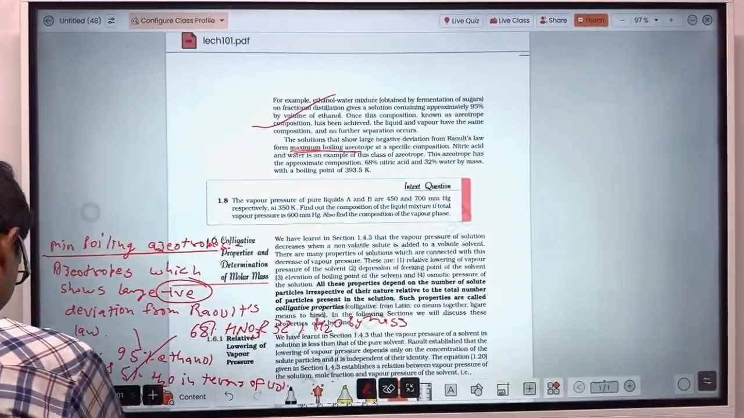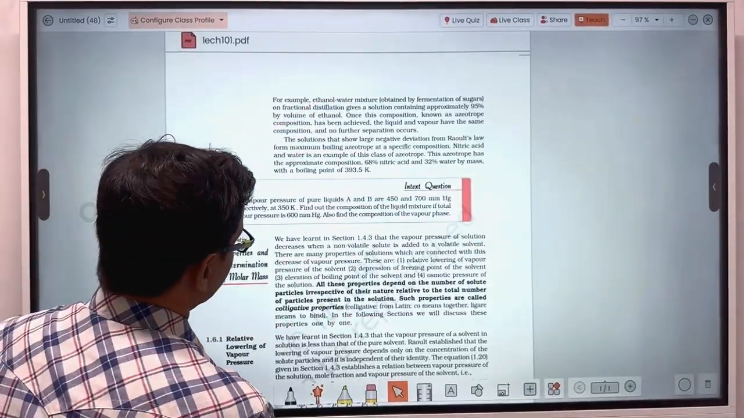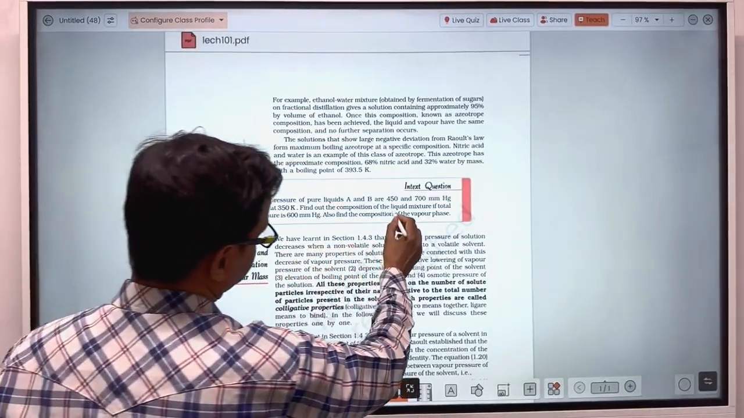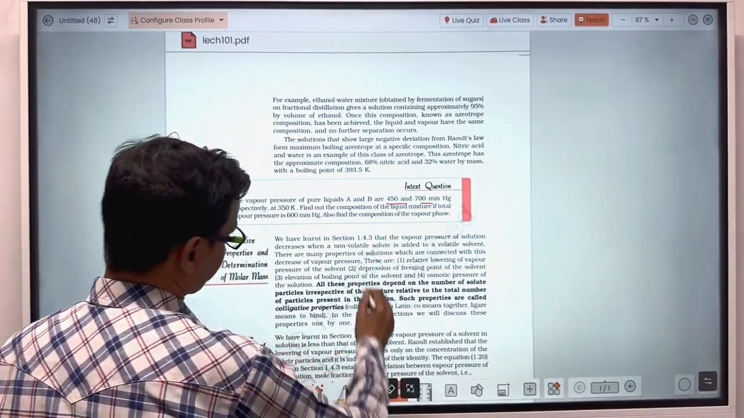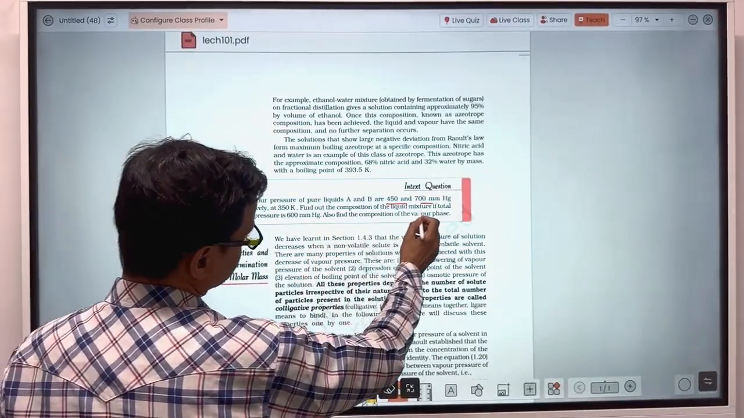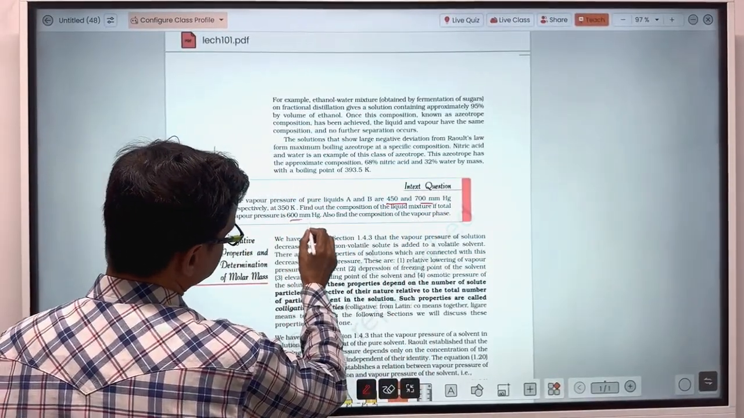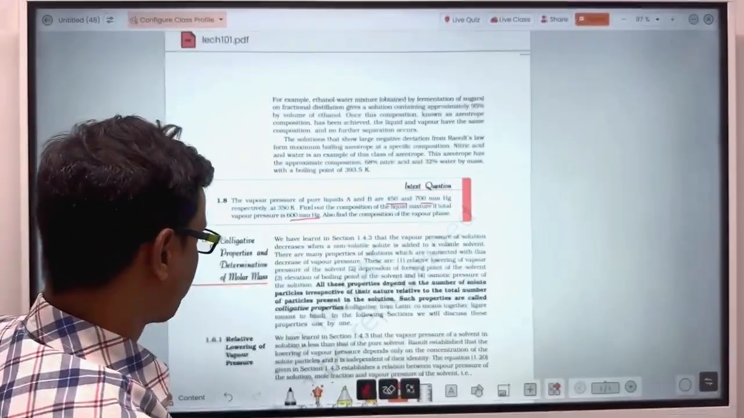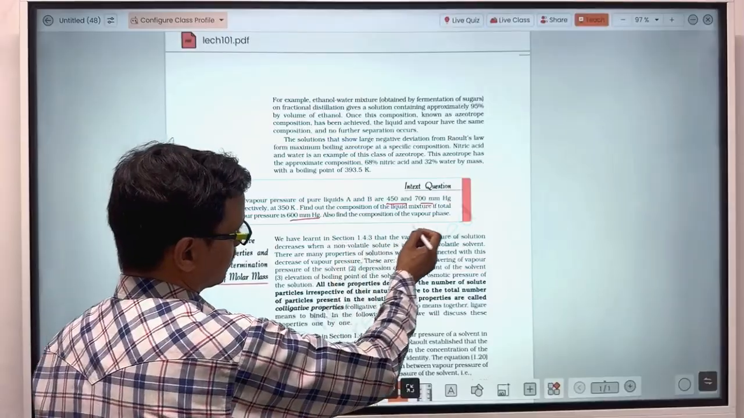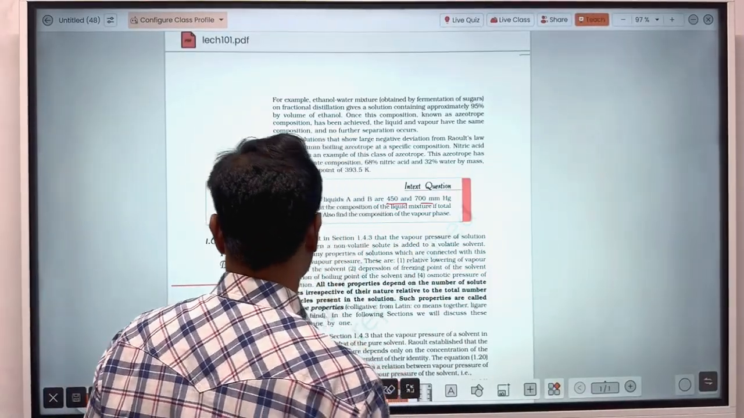Let's see about this question. The vapor pressures of two liquids A and B are given. That means vapor pressure of A in pure state is given, B in pure state is given. Find out the composition of the liquid mixture if the total vapor pressure is 600 mmHg. Total vapor pressure has also been given, 600 mmHg. Also find the composition of the vapor phase.